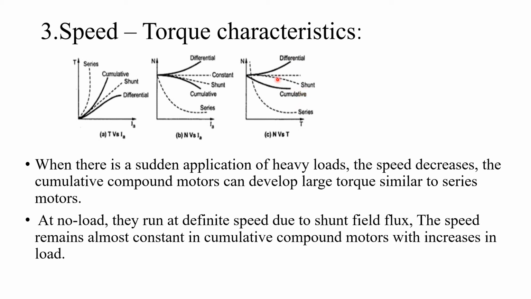Because the flux is very low in the case of differential machines, the speed will increase drastically. So we can say these differential compound machines are not common in use compared with the cumulative machines. Okay, next, based on this, we will discuss the characteristics of these DC compound machines.